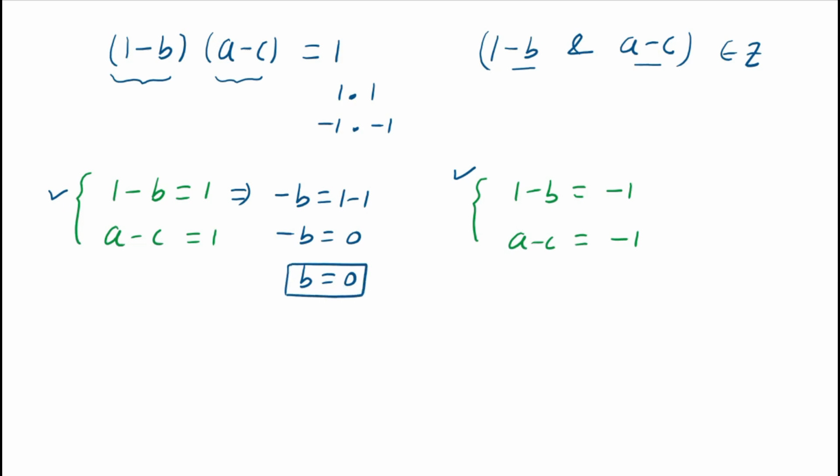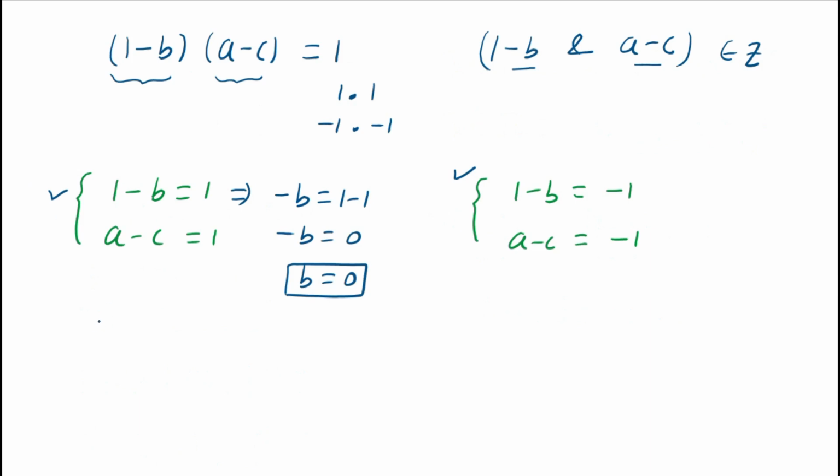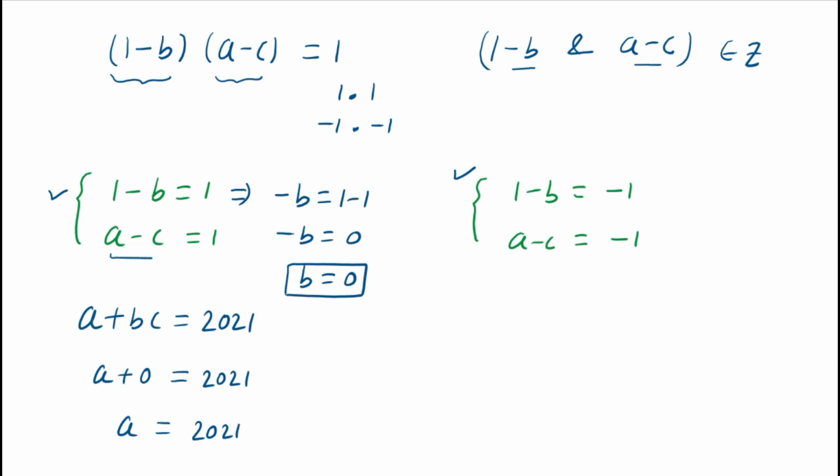Look carefully at equation number first. Equation number first is a plus bc equals 2021, and we know that the value of b is 0. So 0 multiplied by c gives 0. So here a plus 0 equals 2021. So the value of a is equal to 2021.